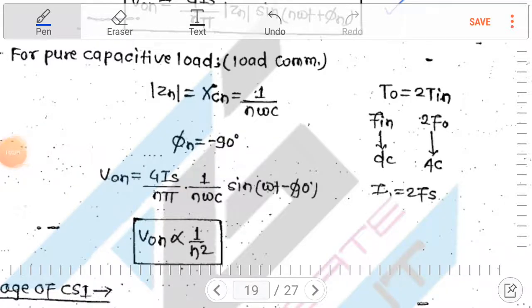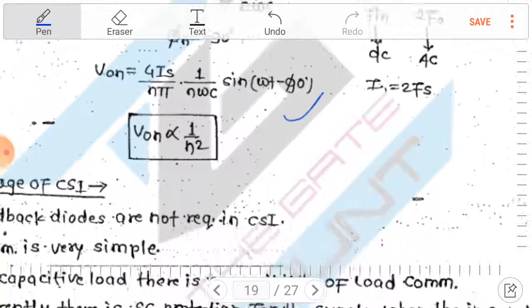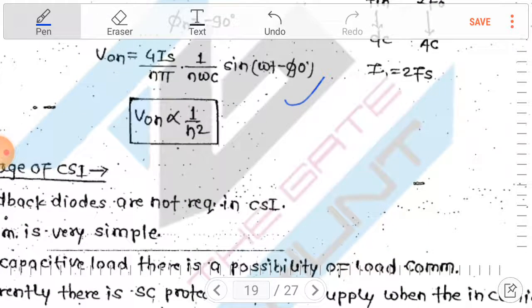For capacitive load, Zn equals 1 by n omega c and the angle is minus 90 degrees. We will get the output voltage waveform like this. The equation is like this, and we can see from here that V output is inversely proportional to the square of the nth harmonic. So we will get the triangular waveform.